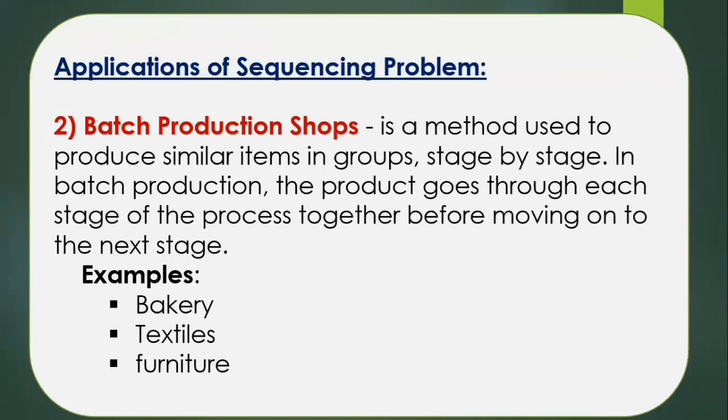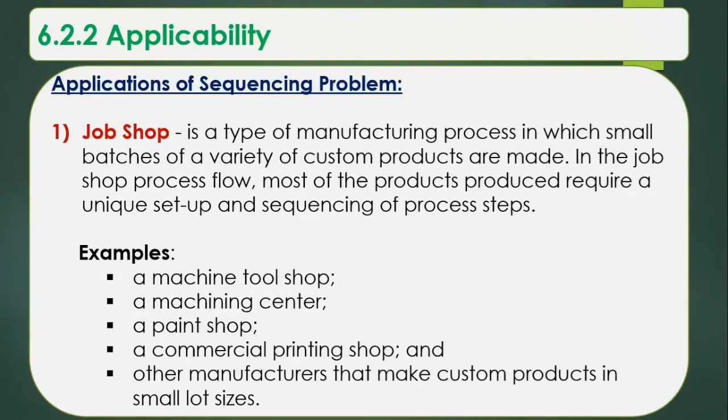Now, what do we mean by job shops and batch production shops? If we say job shops, it is a type of manufacturing process in which small batches of a variety of custom products are made. In the job shop process flow, most of the products produced require a unique setup and sequencing of process steps. Job shops are usually businesses that perform custom parts manufacturing for other businesses.